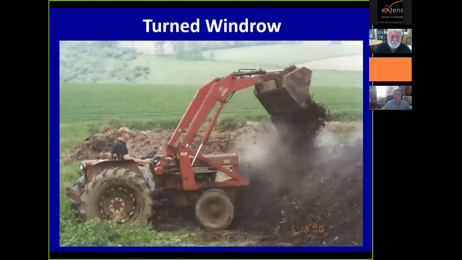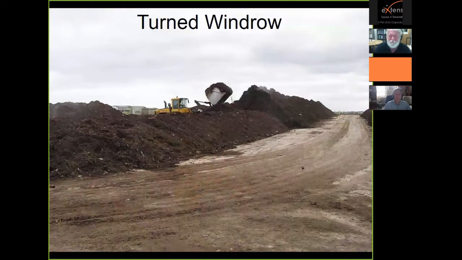There's lots of ways of turning a pile. This is a way that many of us probably listening to this webinar have tried to do in the past, turning with a bucket on a tractor. It works just fine, but it's very time consuming and very slow. The next step up is to turn with a front end loader, which many composting facilities have that have larger buckets. This one looks like about a 6-yard bucket, where the tractor we saw on the previous slide had about a 1-yard bucket. So the more you can move in each bucket load, the better and faster it goes.